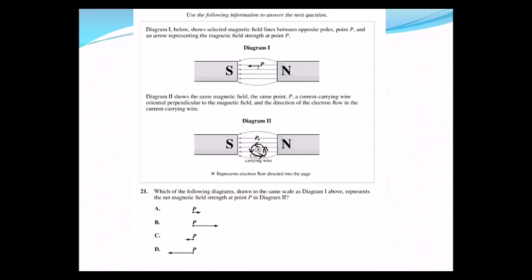So this is a magnetic field from the permanent magnets, and then we also have a magnetic field from the current carrying conductor on top that's going that way. So those two are going to add together and create a bigger magnetic field. So D is the correct answer.